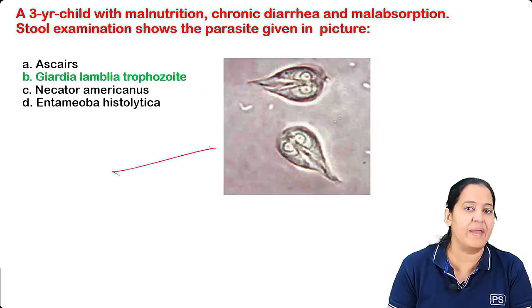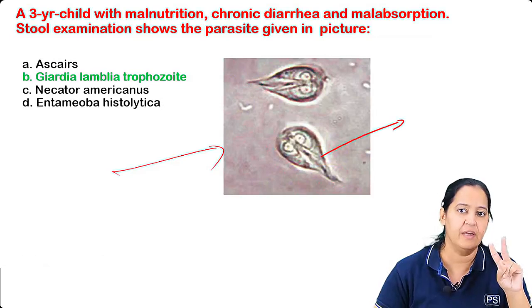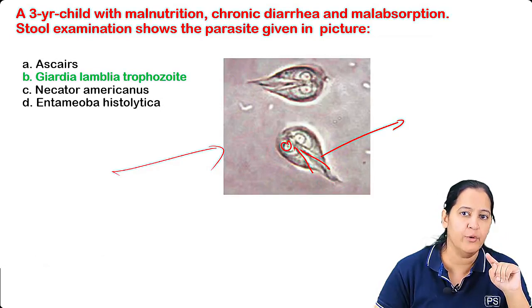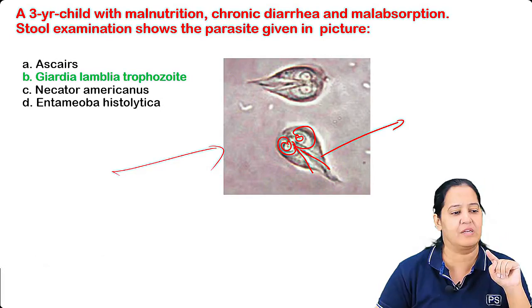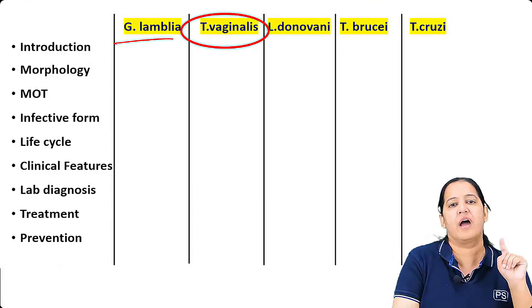But the diagram is not very good, I'm telling you. The rest of the things are fitting. The shape is fitting. The axoneme is fitting. The 2 nuclei are fitting. The 2 parabasal discs are fitting. What is missing is the 4 pairs of flagella. Okay, so we are done with Giardia lamblia.